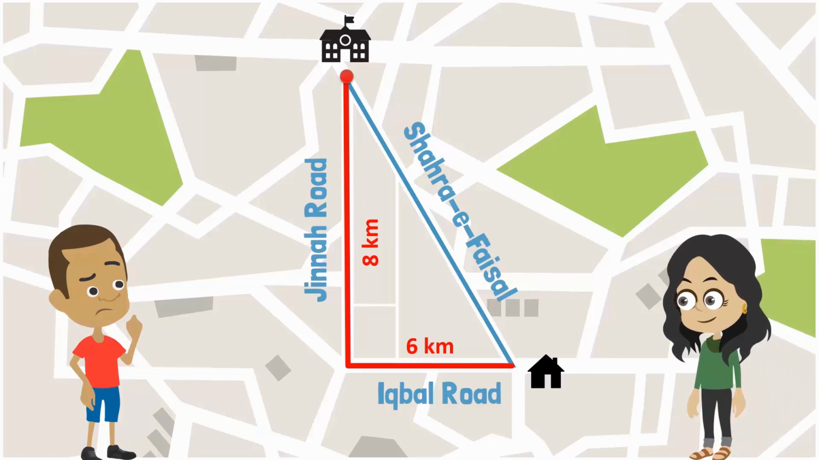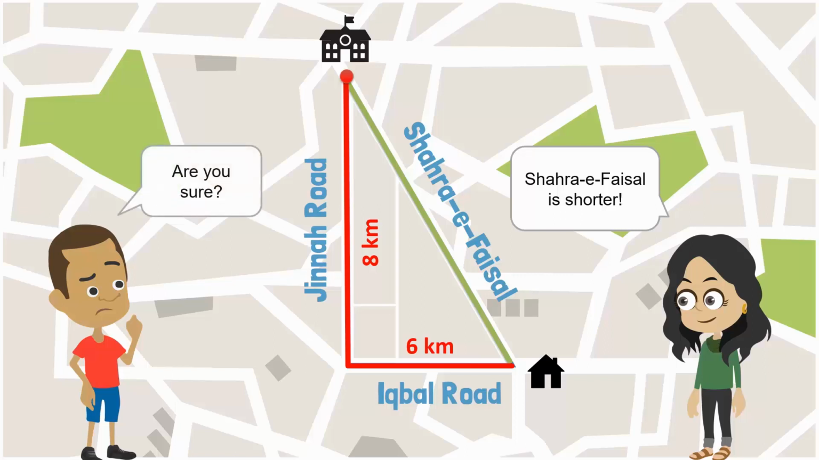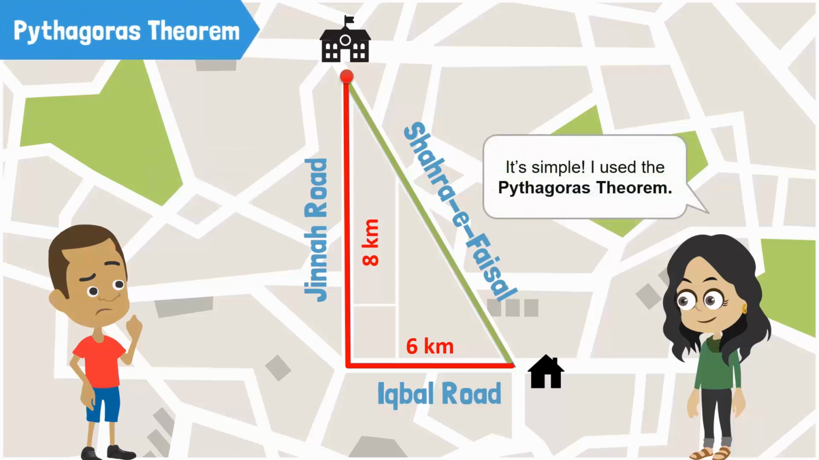Asif, you would get to school on time if you used Share Faisal. It's a much shorter route from your house to your school. Asif was confused. Are you sure, Sarah? Absolutely. Well, how did you figure out that the distance is shortest when we take Share Faisal? It's really simple, Asif. I use the Pythagoras Theorem.